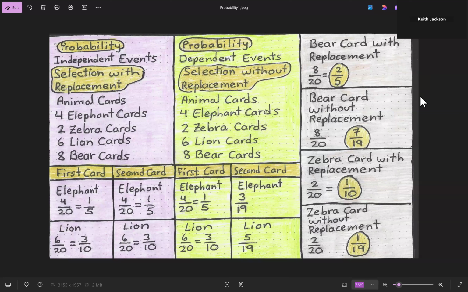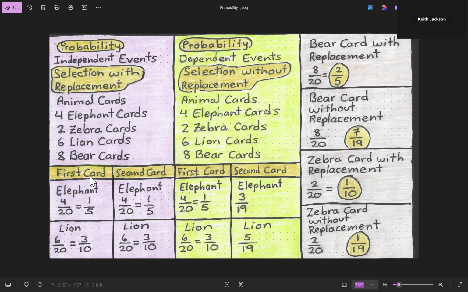In this video, we're going to learn a little bit about probability as it relates to independent events and dependent events. As it relates to independent events, let's say we had a hat full of 20 cards, right? There were 20 cards in the hat, and there were four elephant cards, two zebra cards, six lion cards, and eight bear cards. And so let's say we wanted to select an elephant card. Well, your chances of selecting an elephant card out of the 20 cards available would be 4 out of 20. This simplifies to 1/5, meaning that you have a 1 in 5 chance of selecting an elephant card.